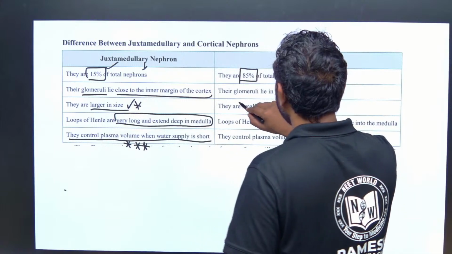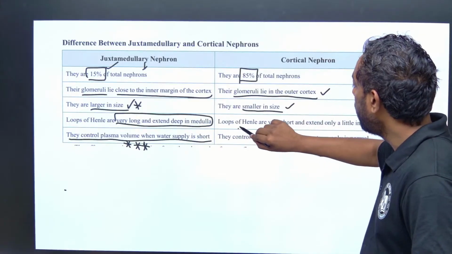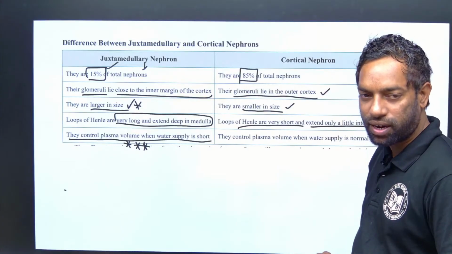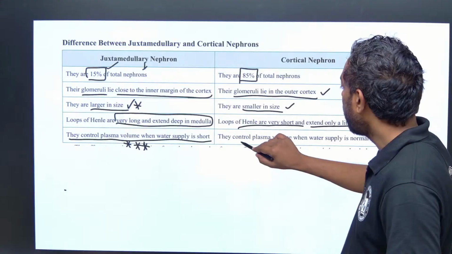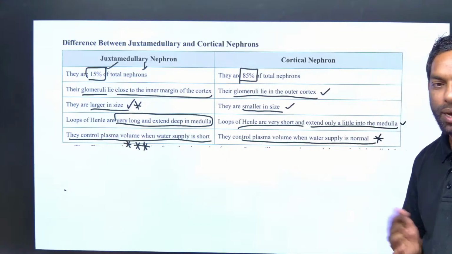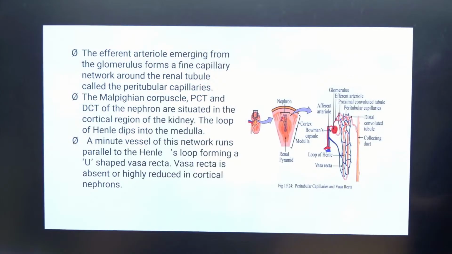If we come to the cortical nephrons, the glomeruli lie in the cortex region. They are smaller in size and the Henle loops are very short, extending only a little into the medulla, or they can be reduced. They control plasma volume when the water supply is normal. Write it down, take a screenshot, online guys. I hope you understand, it is very little. There is no concept here, just differentiate between the nephrons. It is about nephron.